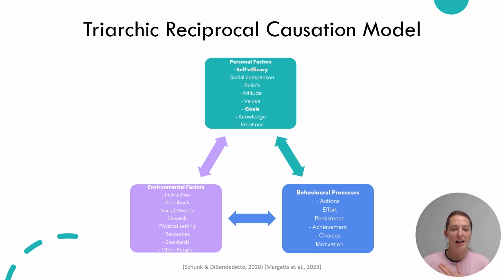But if you have a look at the presentation slides, personal factors include beliefs, attitudes, values. Environmental factors include feedback, models, social models, rewards, physical settings, behaviors, actions, persistence, achievement, choices. So there's so much going on, and they all interact with each other. And that's what makes it so complex, but it also makes it really easy to see where things might break down.